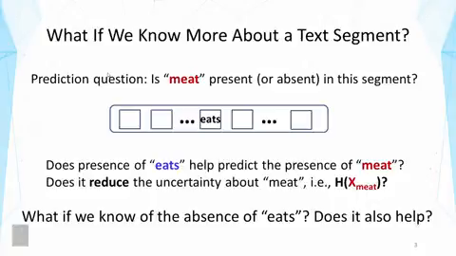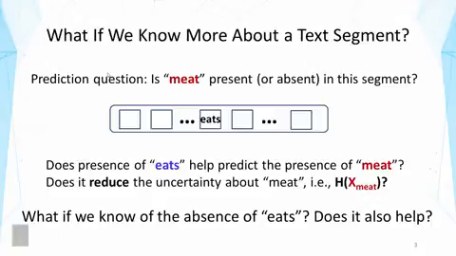Earlier, we talked about using entropy to capture how easy it is to predict the presence or absence of a word. Now we address the different scenario where we assume that we know something about the text segment. So now the question is, suppose we know eats occurred in the segment. How would that help us predict the presence or absence of a word like meat? And in particular, we want to know whether the presence of eats has helped us predict the presence of meat.